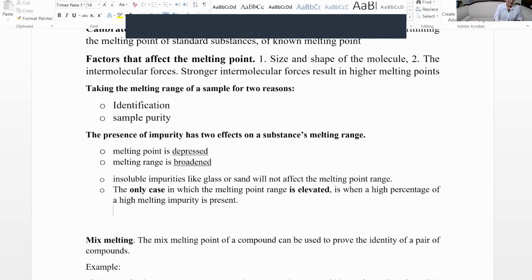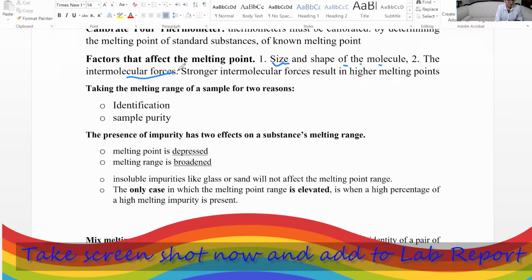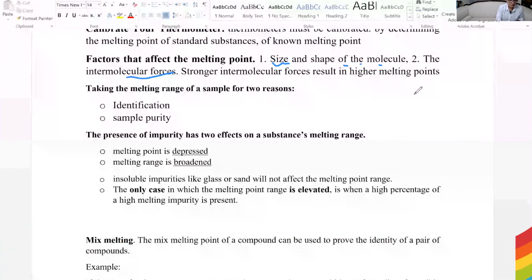Factors that affect the melting point: one is the size and the shape of the molecule, and then the intermolecular forces. The stronger the intermolecular force, the higher the melting point. What is the purpose of measuring the melting point, or what are the applications in the lab? One, we can identify a compound by using the melting point and comparing the measured melting point in the lab to the literature value, especially if a table of the possible compounds is provided with the melting points. We can do that easily.